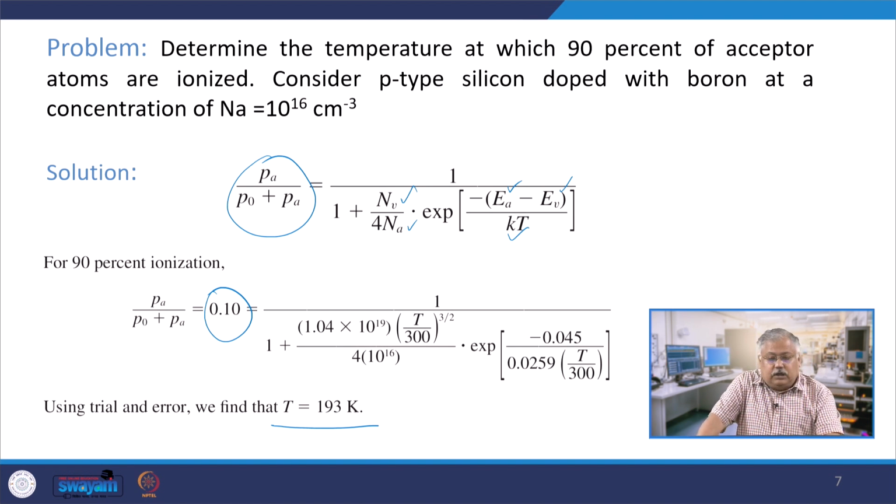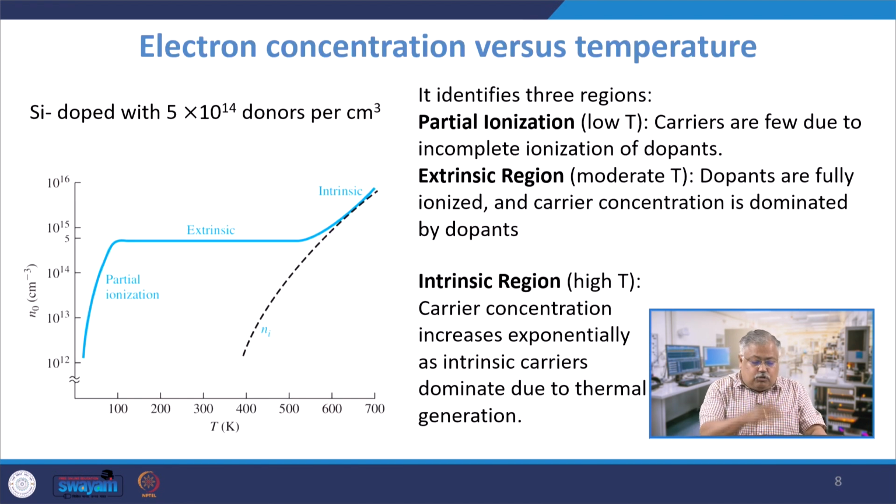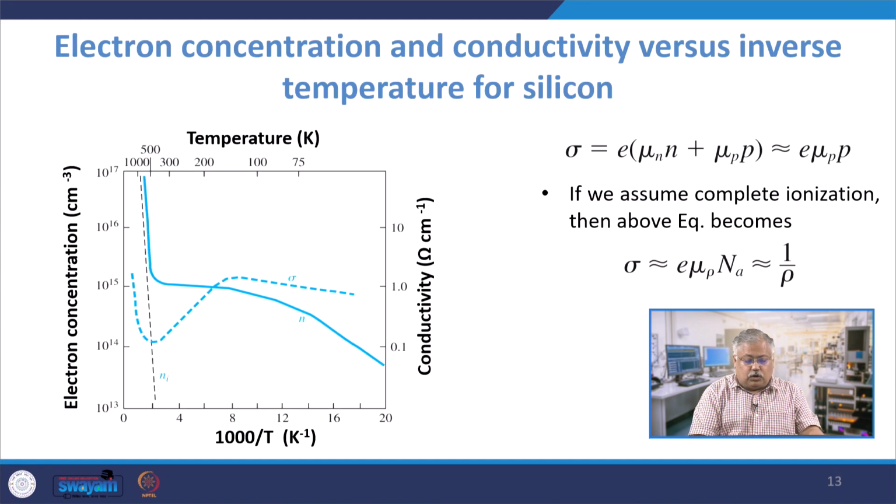You can find all this discussion in Streetman's book or any other semiconductor book. I'm not going into the details of this one. What I wanted to showcase is that even at T equals 193, around 200 Kelvin, only 90% of the acceptor ions are ionized, and that tells you the temperature dependency of the ionization. So let's now look at electron concentration versus hole concentration.